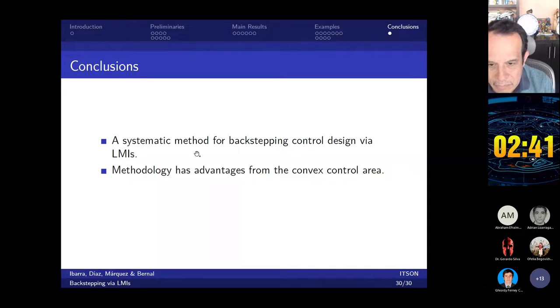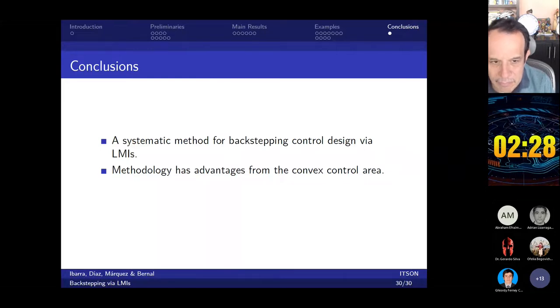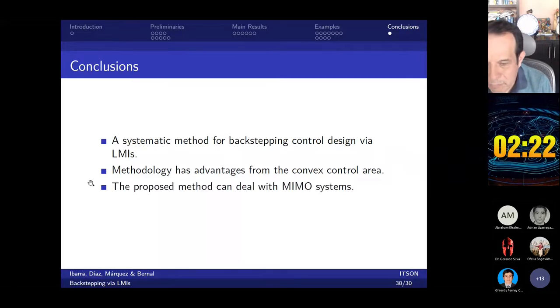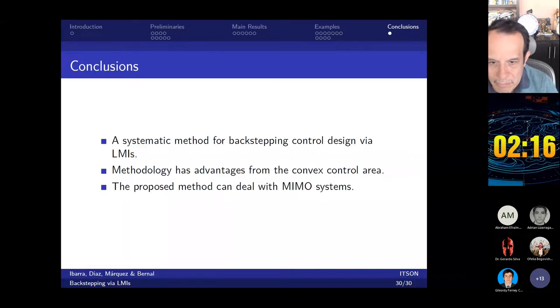Excuse me. This methodology has some advantages from the convex control area, as it can use some performance specifications like the decay rate, some constraints on the input or constraints on the output, common things that happen in the convex optimization area. And finally, our proposal can deal with MIMO systems, while the traditional one cannot do it. This will be all for me. Any questions?